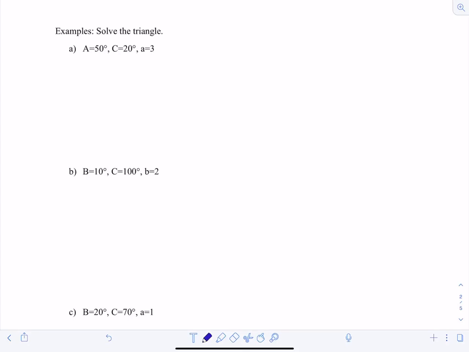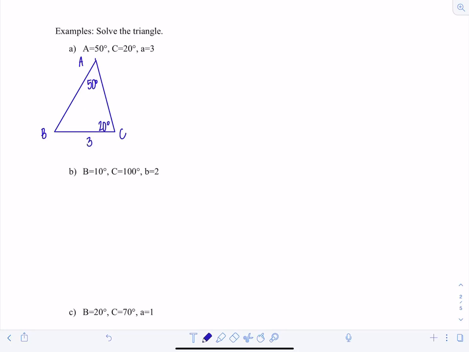Okay, so let's draw a triangle out here. I have 2 angles and a side, so I'm not in the ambiguous case. So I'm just going to draw out one triangle. Perfect. It doesn't have to be exactly to scale, so just label it. This is A, B, C. And they told me A was 50 degrees, C was 20 degrees, and side a was equal to 3.